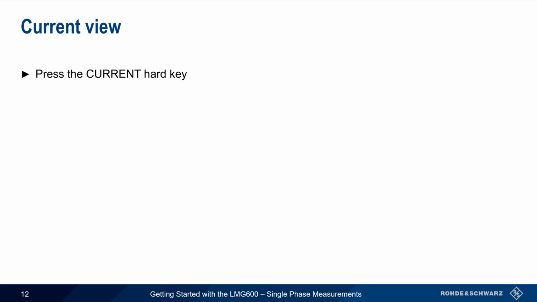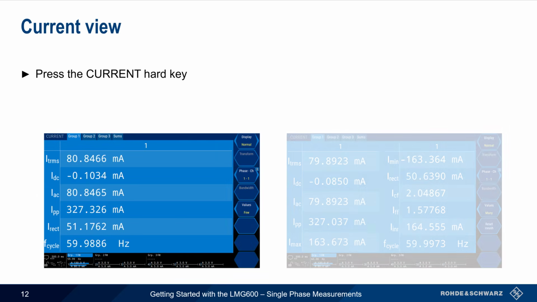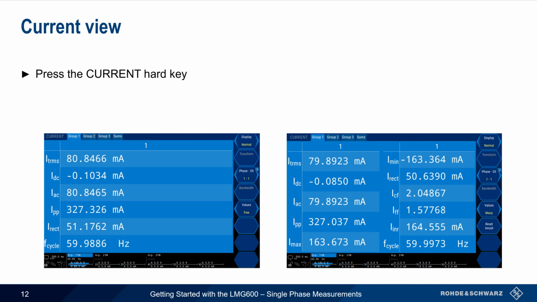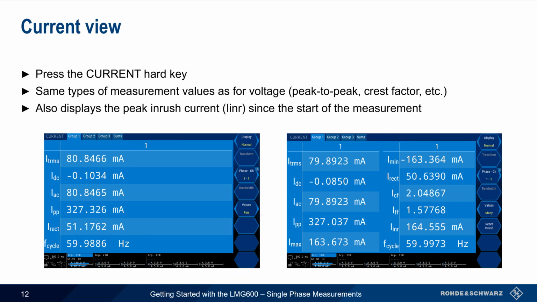Current view is accessed via the Current hard key, and also has views for few values as well as for many values. These measurements are similar to those we just saw for voltage, that is, basic values, as well as quantities such as peak-to-peak current, crest factor, etc. The many view also displays the peak inrush current since the beginning of the measurement. This value can be reset by pressing the Reset Inrush button.